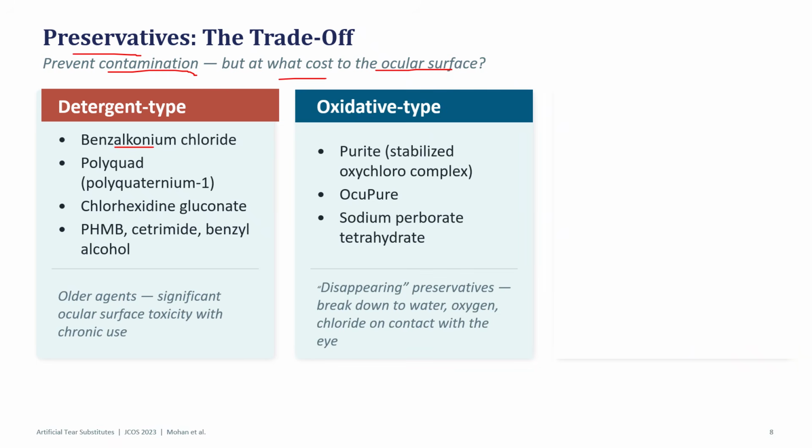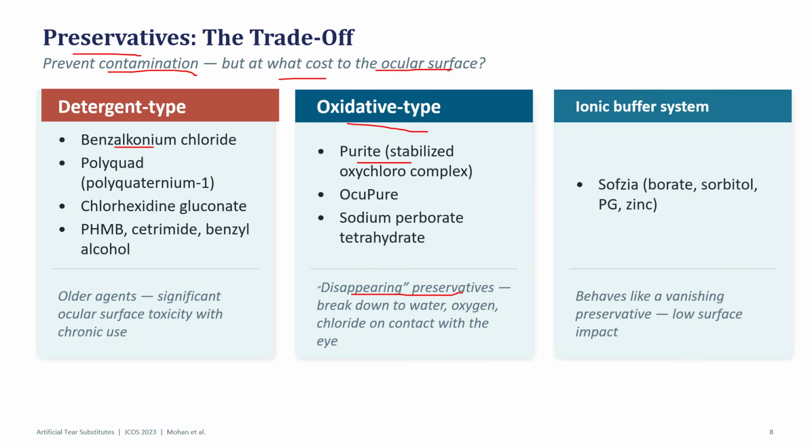Then you have the newer ones, which are the oxidative type, which are Purite. These are basically disappearing preservatives which break down to water, oxygen and chloride on contact with the eye. The newer ones are SofZia, which basically behave like a vanishing preservative, and they have low surface impact.